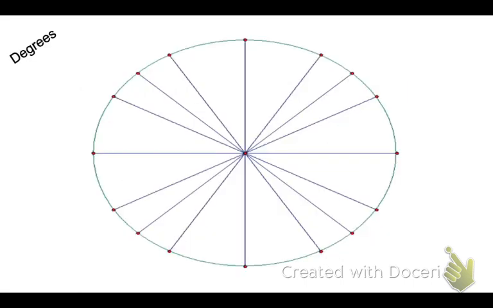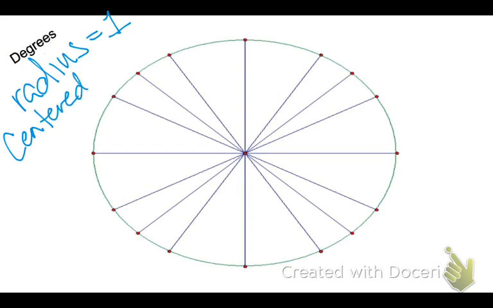So, what makes the unit circle a unit circle? The unit circle has a radius of 1 unit. It is 1 unit wide. It is also centered at the origin 0, 0. So this point right here at the center, if I were to think of this as being placed on a coordinate grid, this dot in the center is the origin.